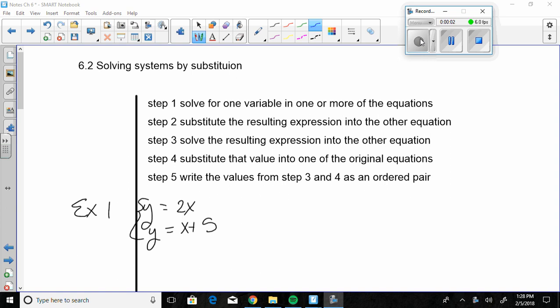Chapter 1, Chapter 6, Section 2, Solving Systems by Substitution. So here are the 5 steps you can go through every time.